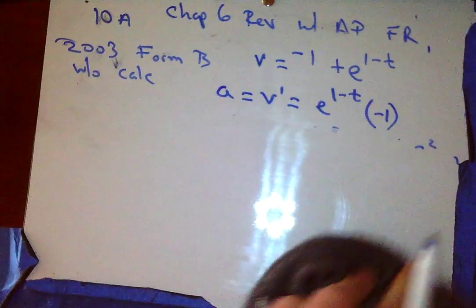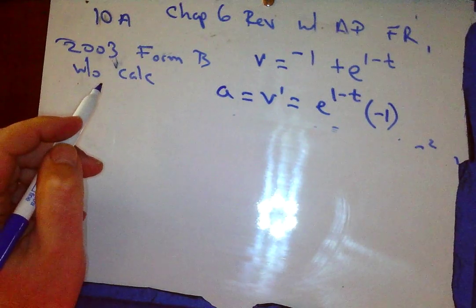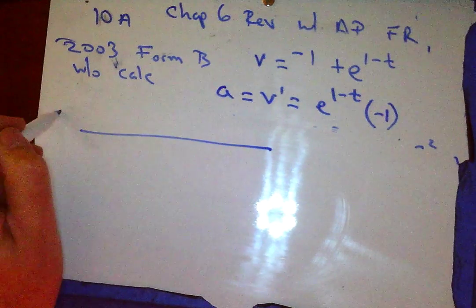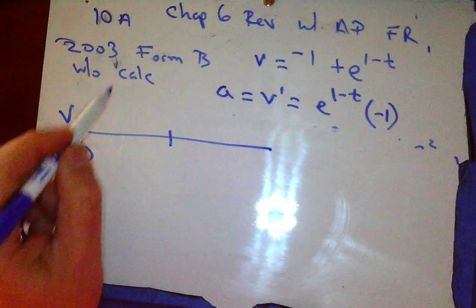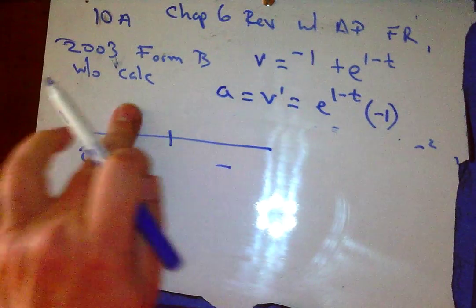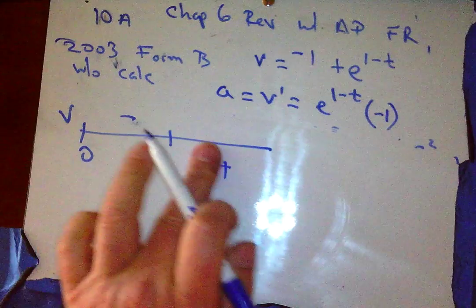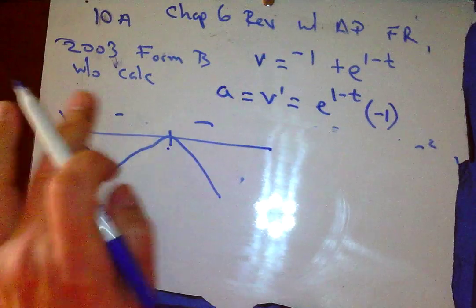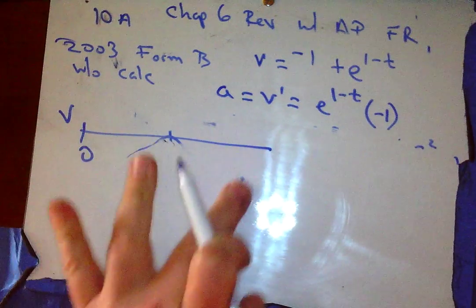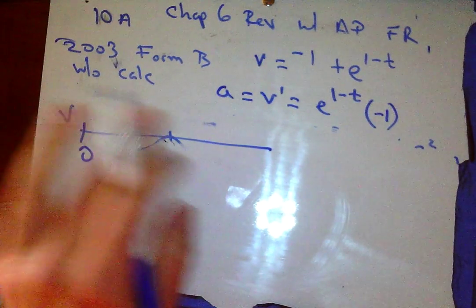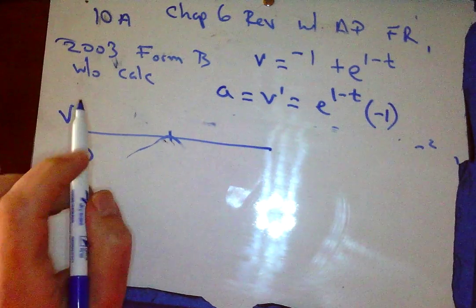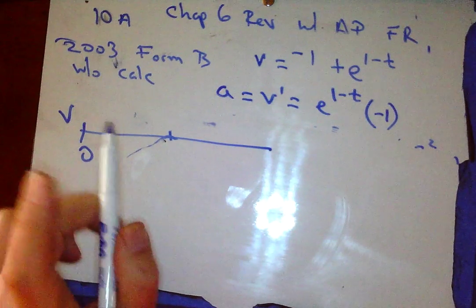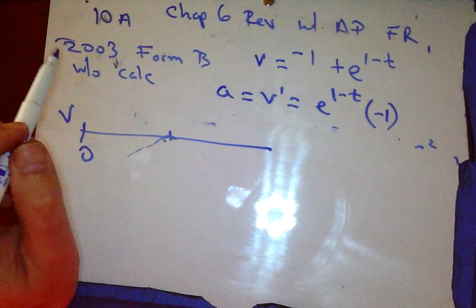How about part C? Part C says, find all the values where the particle changes direction. Okay, so remember, changes direction is when velocity goes from positive to negative or goes from negative to positive, not just a zero velocity. If I go from negative to negative, I didn't change direction. In order to change direction, I have to have a sign change on V. Yeah, I have to have a sign change on V for the particle to change direction.